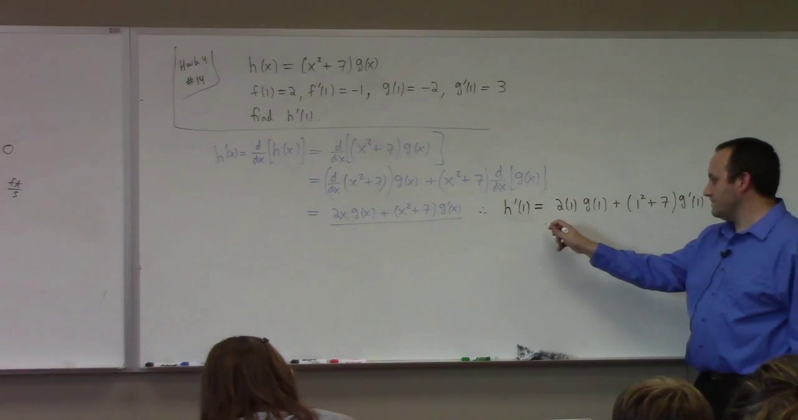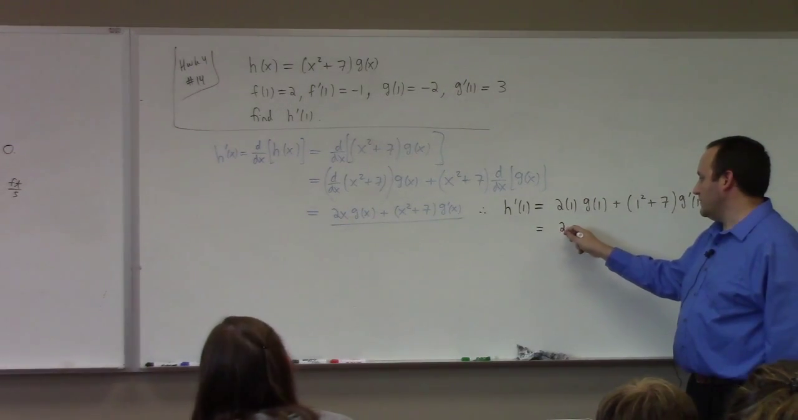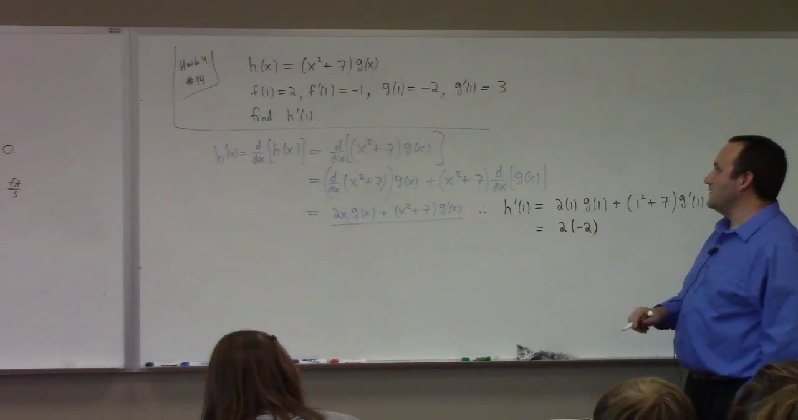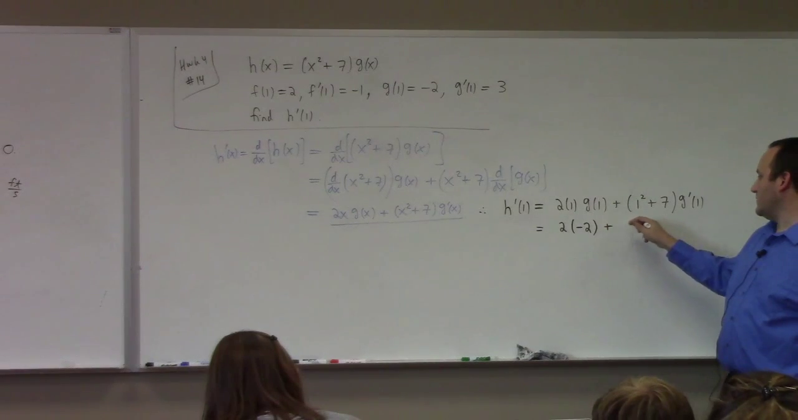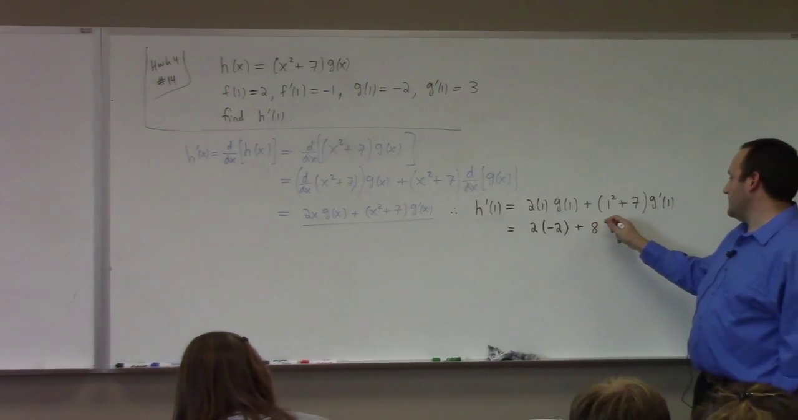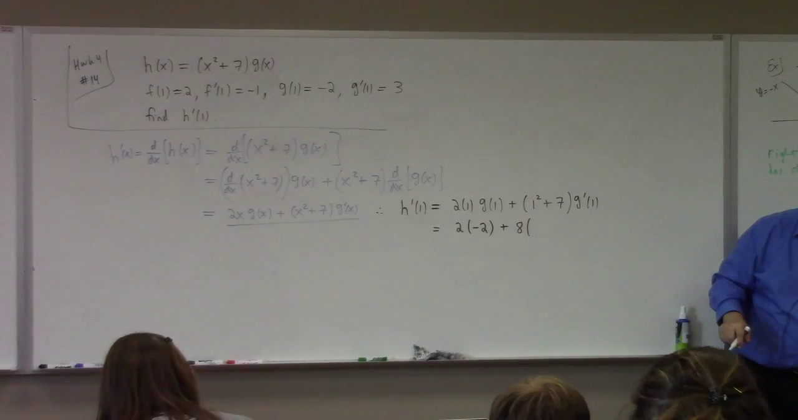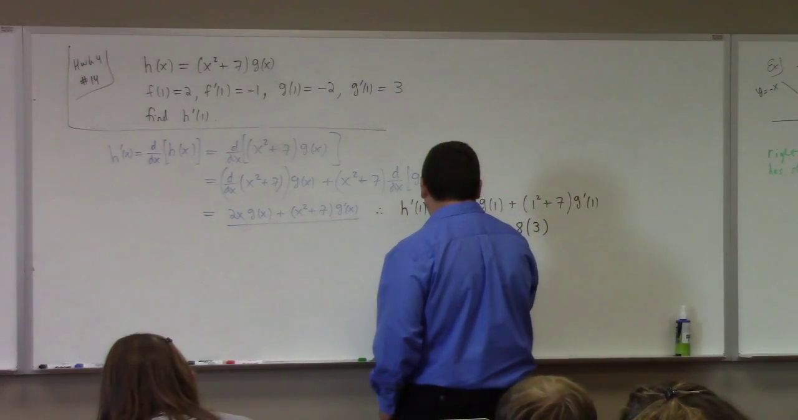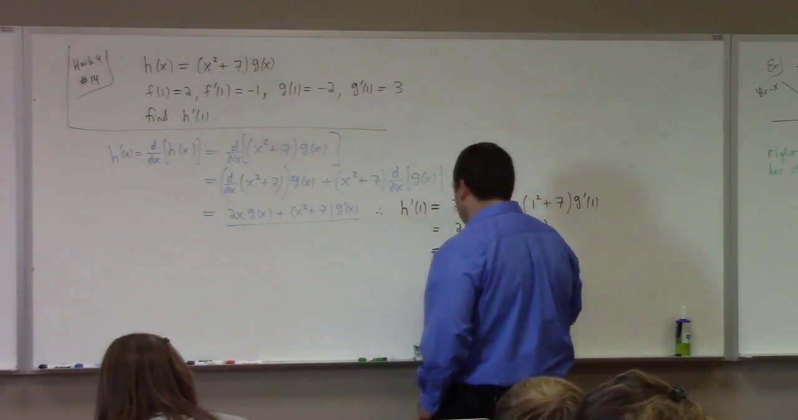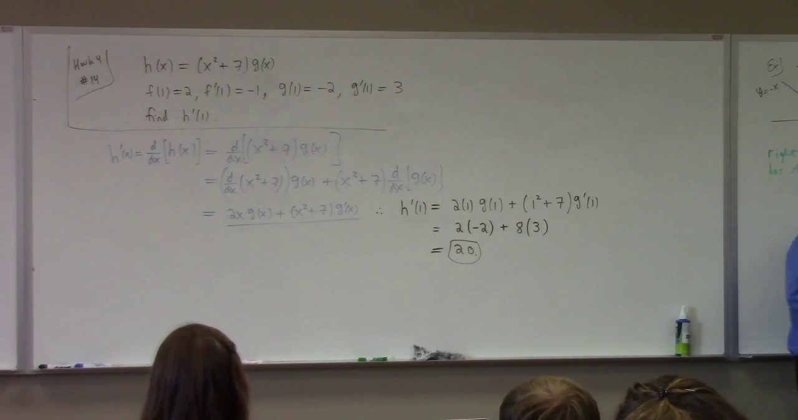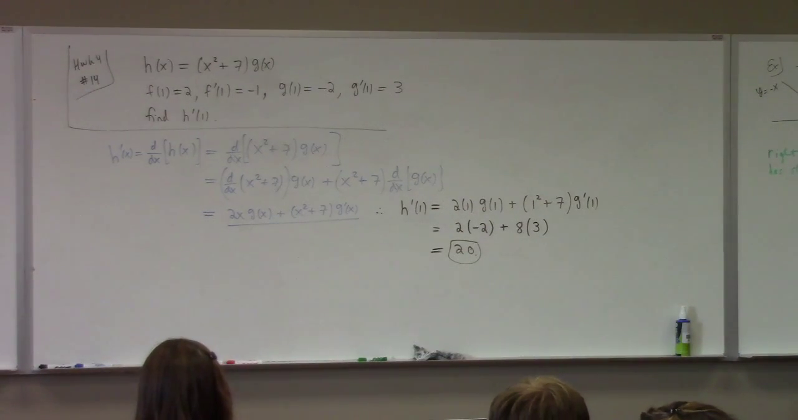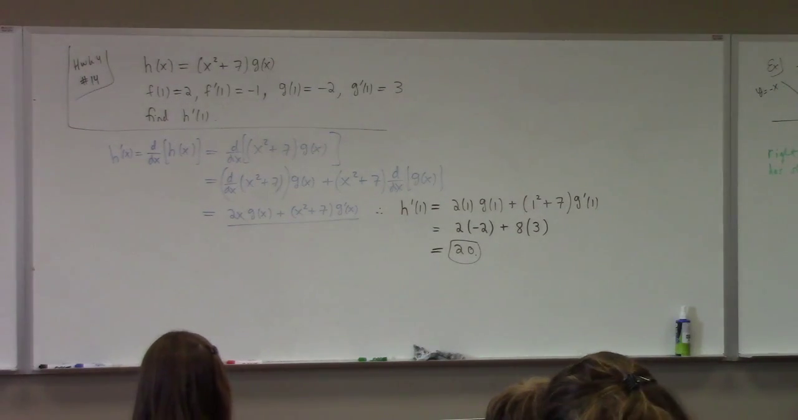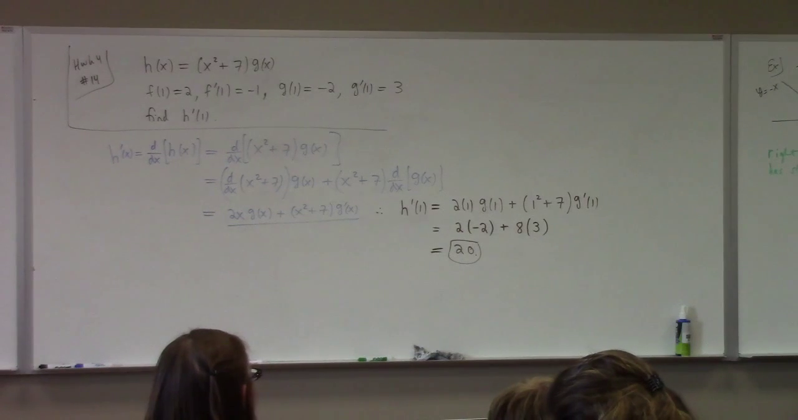Which is really just what? 2, what's g of 1? Minus 2, right? That was given. Plus what? 1 plus 7 is 8. g prime of 1 was what? 3. So there you have it. The answer is 24 minus 4. It's 20, for mine anyway. So that's number 14, and number 15 is done almost the same way.